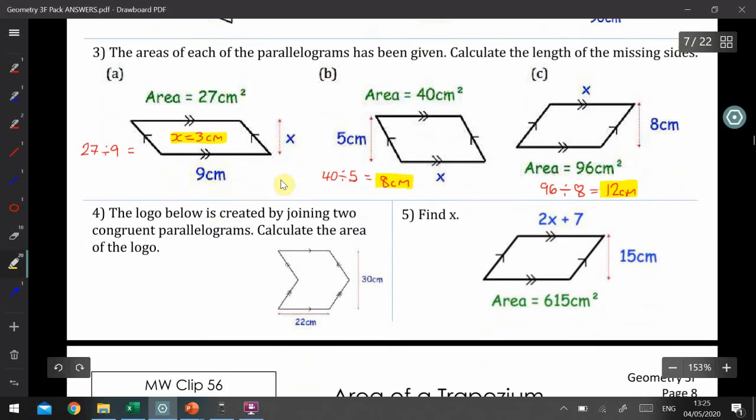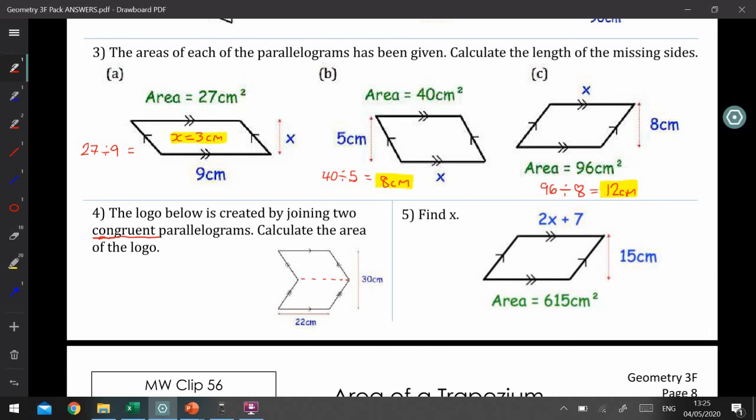And then question 4 is a couple of problem solving questions here. I'll go through these with you. We've got a logo created by joining 2 congruent parallelograms. So let's first start with what the word congruent means. Congruent means exactly the same shape and size. Might be reflected or rotated, but it is exactly the same shape and size. Therefore, it'll have the same area.